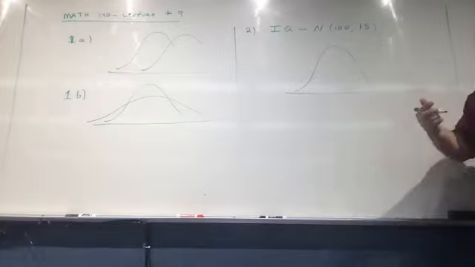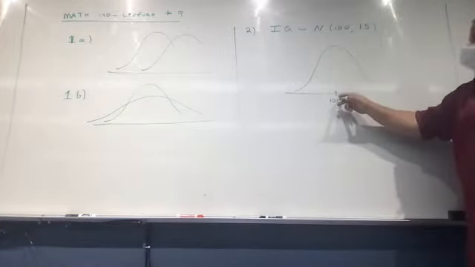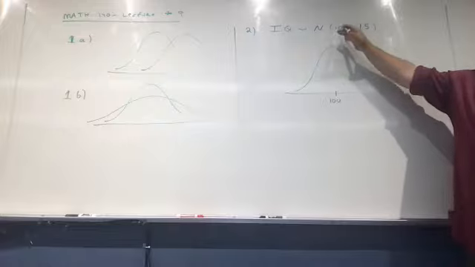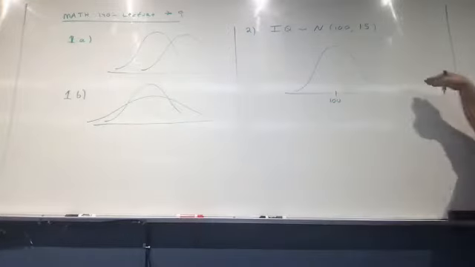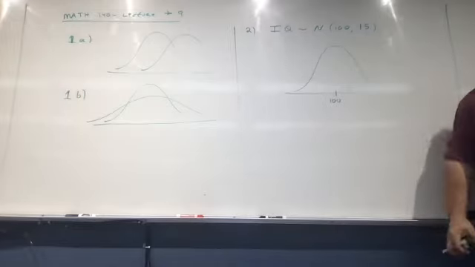Mean. What's the mean and where's the mean? 100 and right in the center. Now I don't put it up here. This is my axis, so the numbers are on this axis here. So there's 100 in the center. And how would I incorporate sigma being 15?